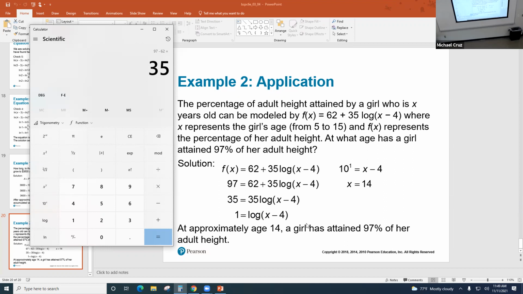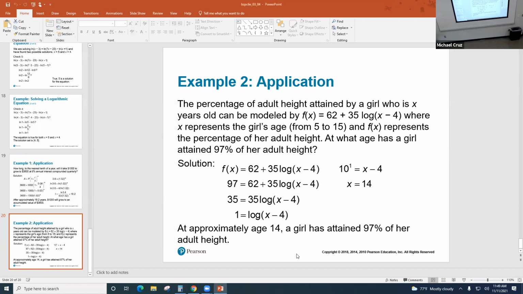And then from there on, it's really a breeze because we're going to rewrite it as an exponential equation. Because this is log base 10, common log, 10 to the first power is equal to x minus 4. And so then we just add 4 to both sides, x is equal to 14. So at age 14, the girl has attained 97%. So any log base will be 10, correct? What's that? If there's no number down there and it says log, then it means 10. That's the common logarithm. Okay.